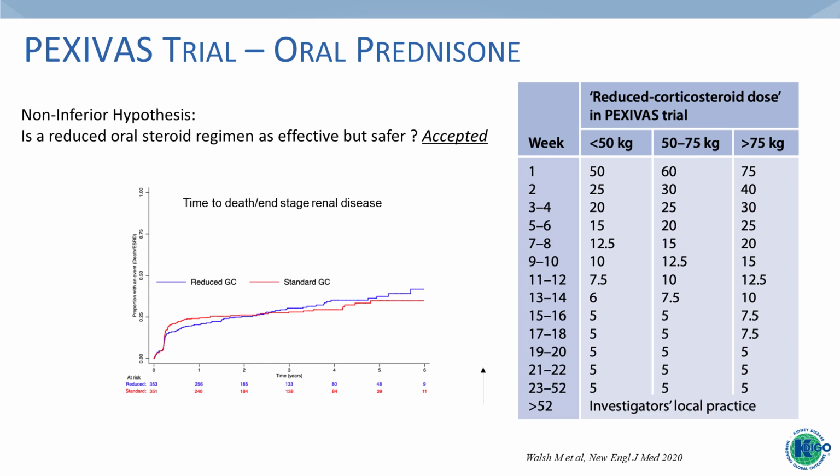We compared what we called a standard regimen to a reduced regimen, and the difference is the rapidity with which the prednisone or prednisolone dose is reduced. And I've shown you the regimens for different age categories on the right, and you can see the regimens aim to get down to 5 milligrams a day by 15 to 16 weeks. We saw no difference in terms of time to death or end-stage kidney disease between the so-called standard regimen and the reduced regimen. And so the reduced regimen is now recommended in the guidelines.